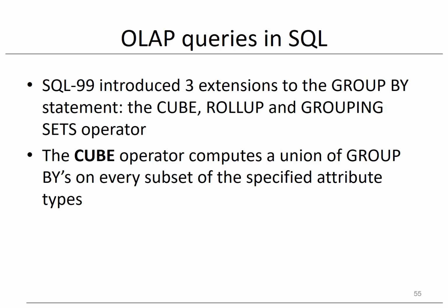To facilitate the execution of OLAP queries and data aggregation, SQL99 introduced 3 extensions to the group by statement: the cube, rollup, and grouping sets operator. The cube operator computes a union of group bys on every subset of the specified attribute types. Its result set represents a multidimensional cube based upon the source table.